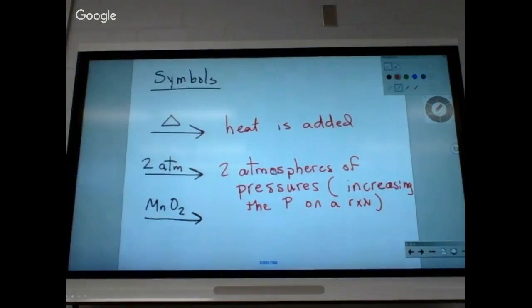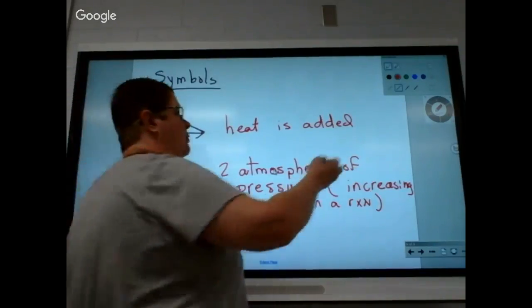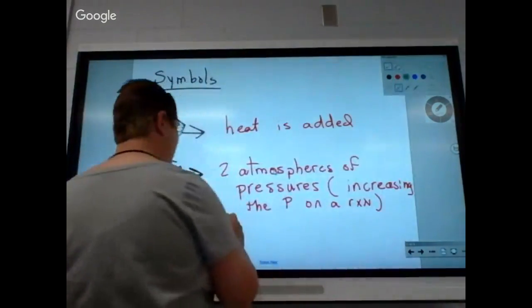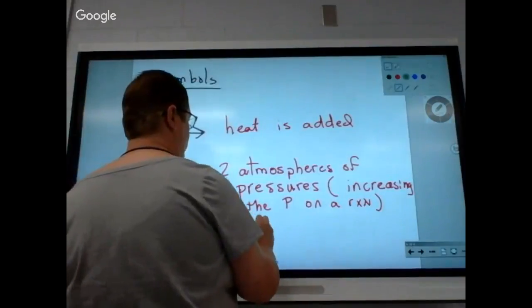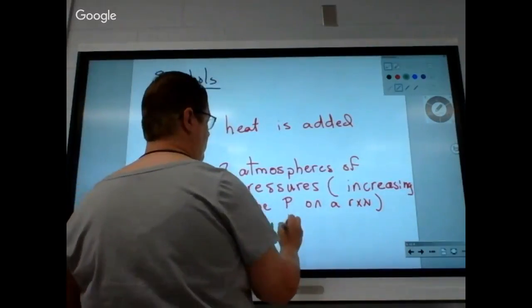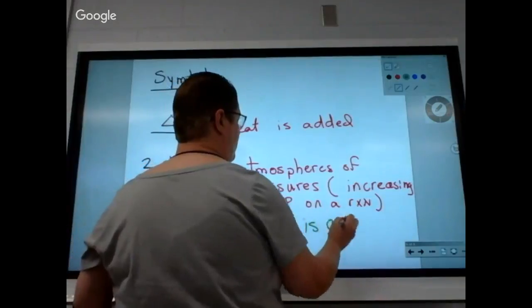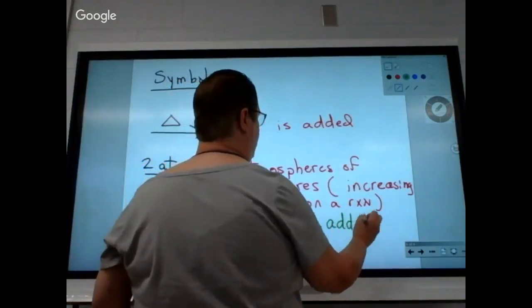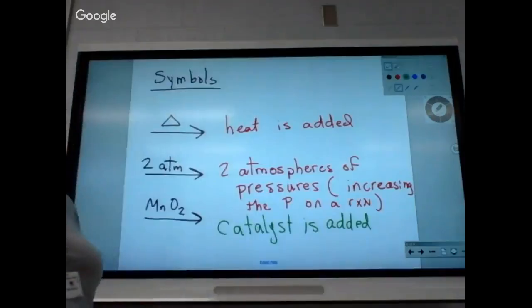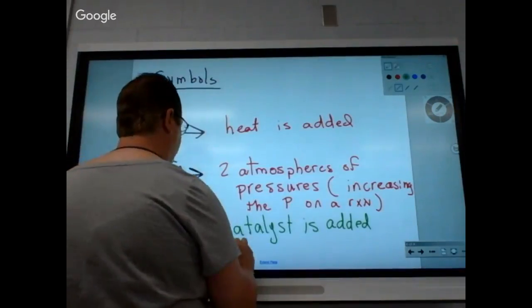Okay? Now, would you have a compound name written on an arrow? This is something you've seen in biology class. A compound name written on an arrow means a catalyst is added. All right, tell me what you remember about a catalyst from biology class. What's it do? That's right. It starts or speeds up a reaction. Okay?